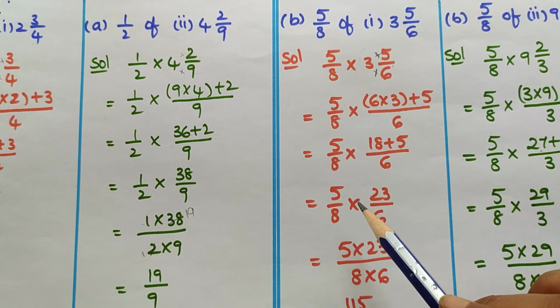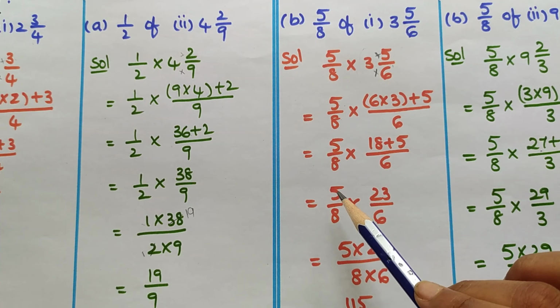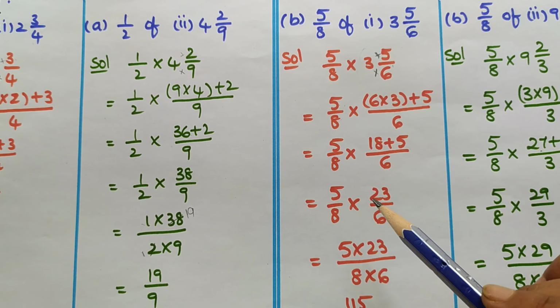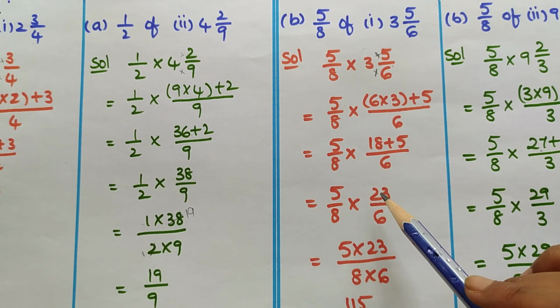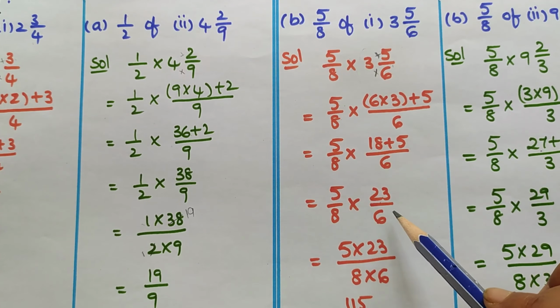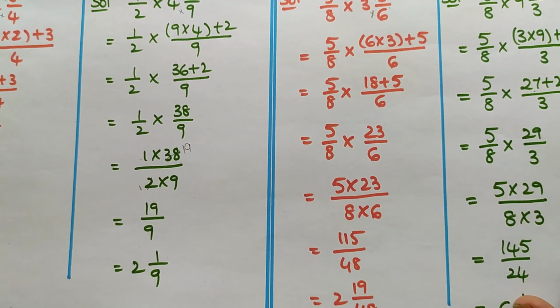So 5 by 8 into 23 by 6. First let us multiply the numerators 5 and 23. It is 5 into 23. Now the denominators 8 and 6. It is 8 into 6. So it is 5 into 23 by 8 into 6.